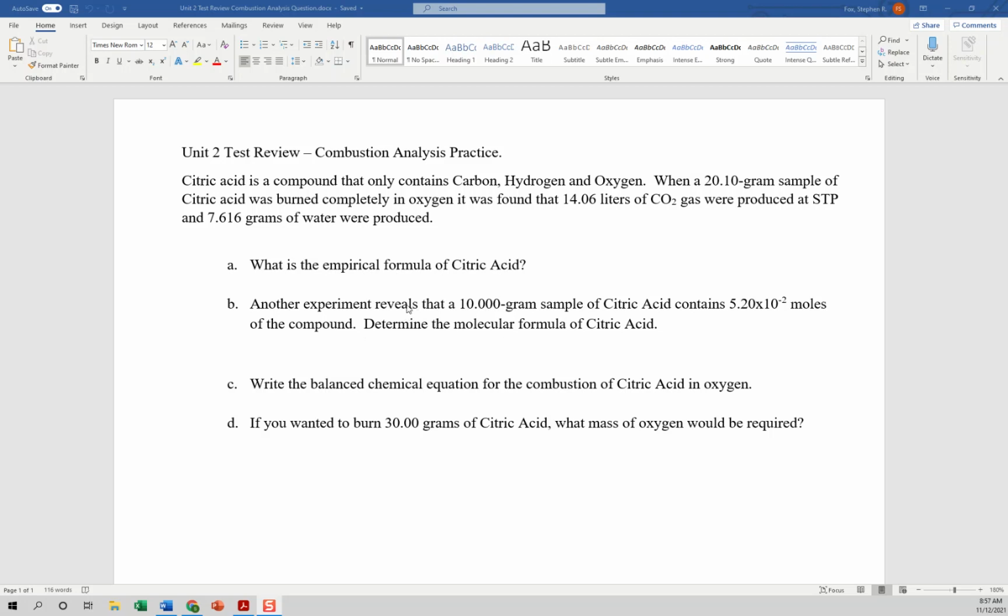Then, given a little bit more information, we want to figure out the molecular formula of citric acid. And then once we have the molecular formula, we want to write the balanced combustion reaction. And then we got a little stoichiometry problem at the end. Once we have our balanced equation, we can answer that question. All right, so let's go ahead and answer this question. Let's understand what we're trying to do.